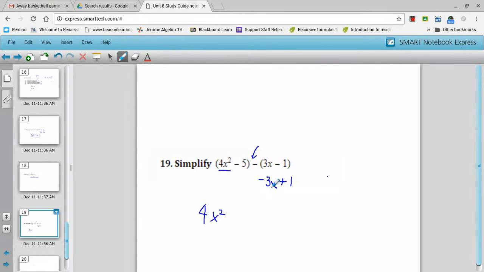The negative 3x, any negative 3x over here? Nope, so just write it down. And the last, we have a negative 5 and a positive 1. When you combine those, you get a negative 4. So your answer is 4x squared minus 3x minus 4. Remember, change the signs.